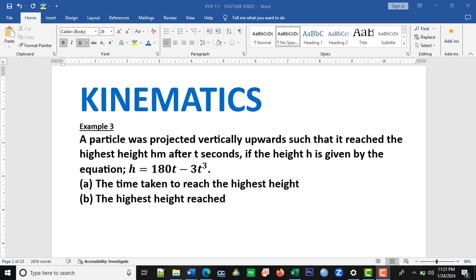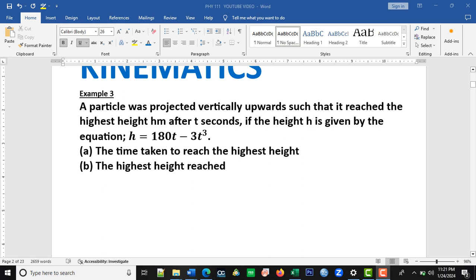A. Find the time taken to reach the highest height. B. The highest height reached. Okay, so let's go quickly to the solution.